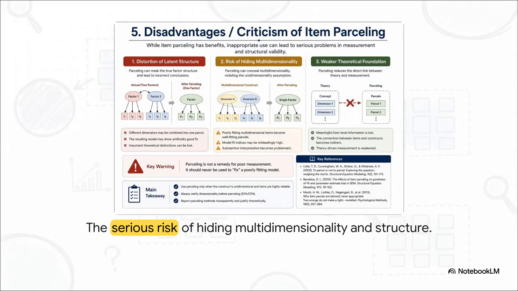Well, the absolute biggest criticism is the very serious risk of hiding multidimensionality. Let's say your construct actually consists of 2 distinct subfactors, dimension A and dimension B, but your model is struggling. If you just blindly lump items from both of those dimensions together into a single box, the resulting model might actually show an artificially good fit. But it's an illusion. You've successfully masked the true factor structure. You're literally just hiding the mess inside the box. When you do that, important theoretical distinctions are lost, the connection to your measurement becomes indirect, and trying to actually interpret your results becomes a huge problem.